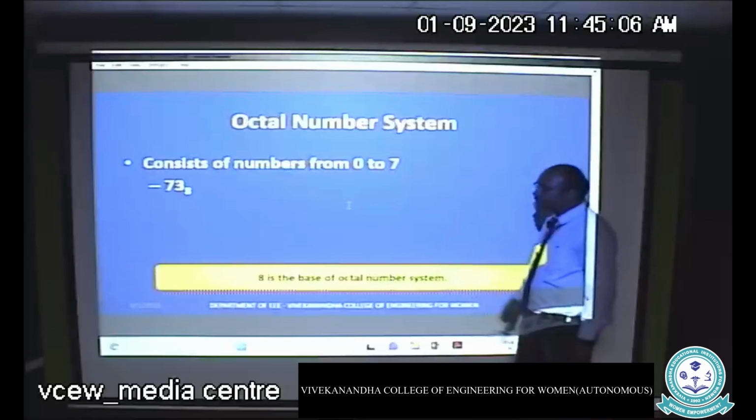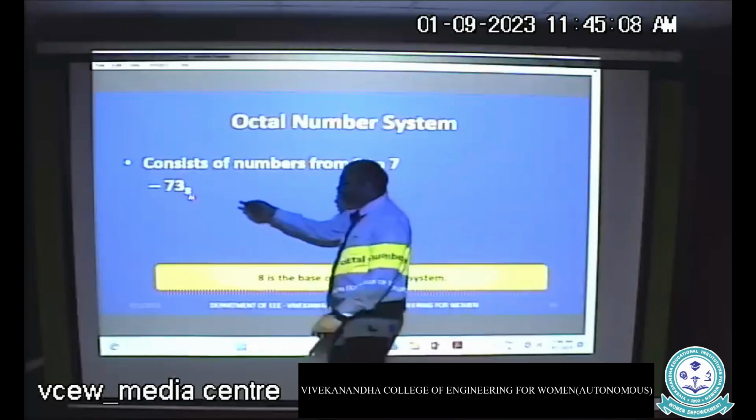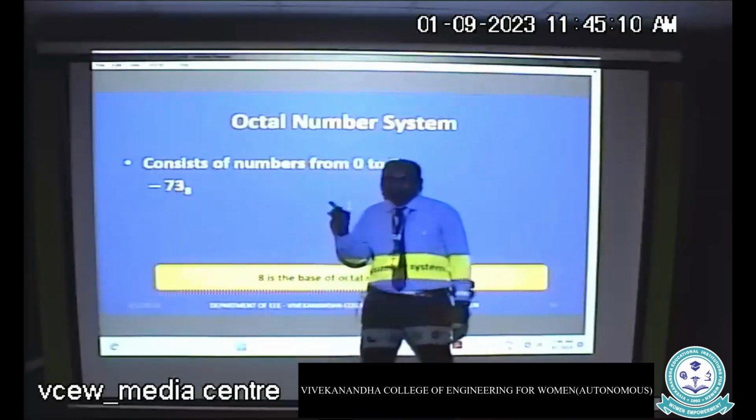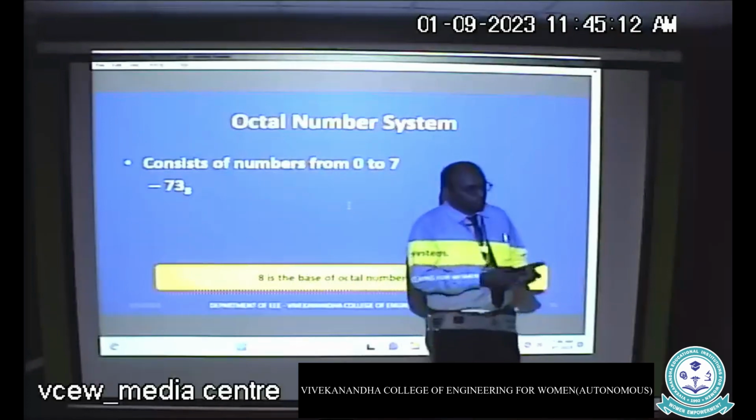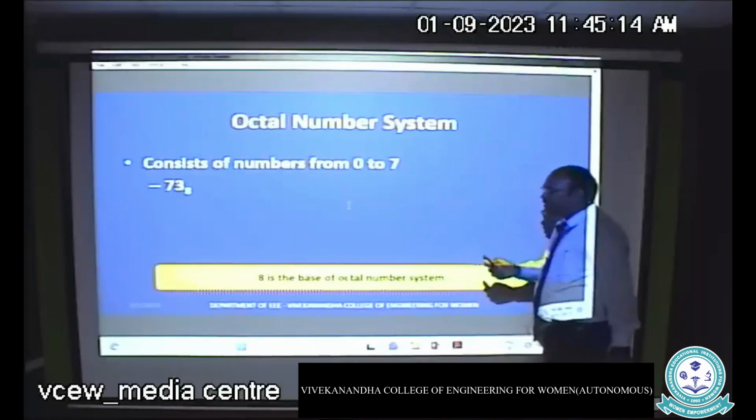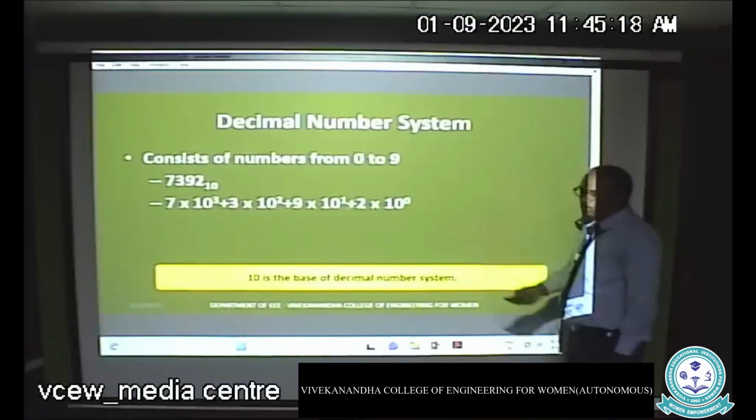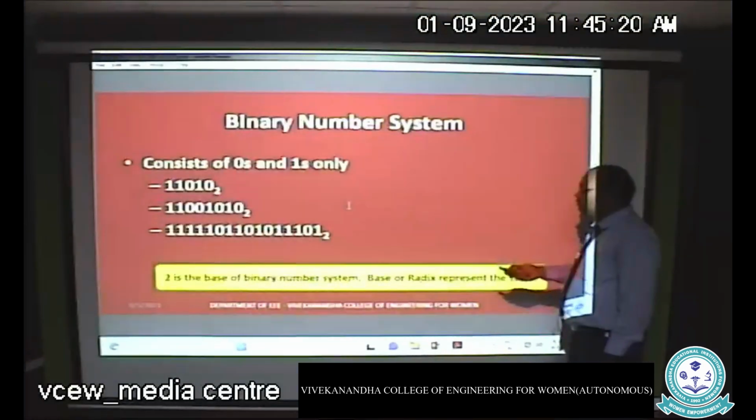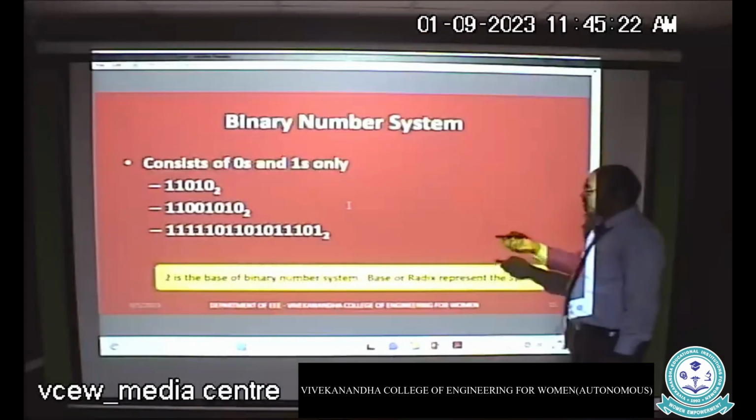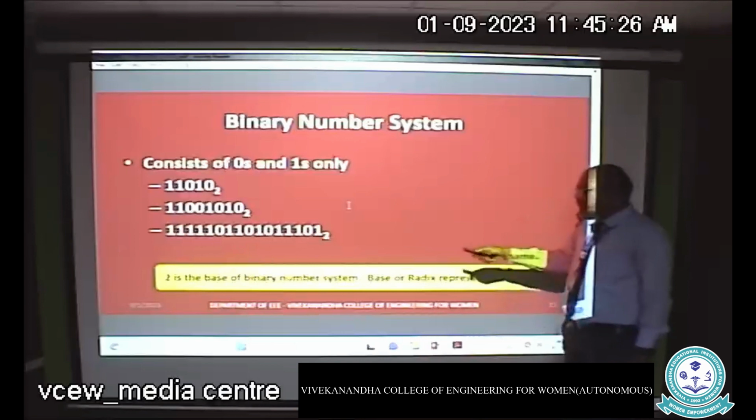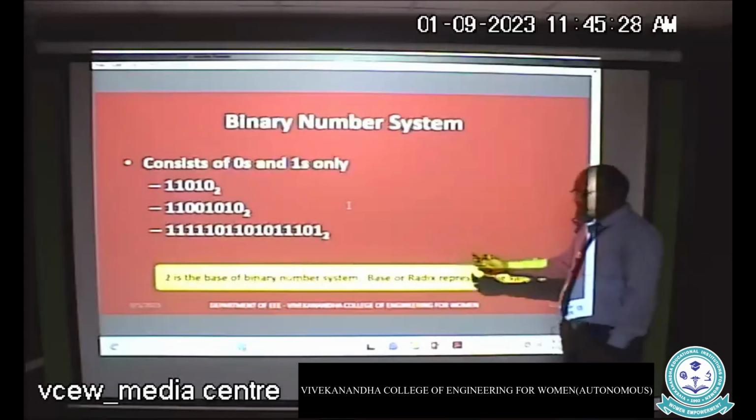So if you mention the base as 8, naturally that becomes what? That becomes an octal number, right? If you mention the base 10, it becomes a decimal number, right? If you have a string of binary digits, zeros and ones, 1 0 1 1 1, right? And if you mention the base 2, it becomes a binary number, right?